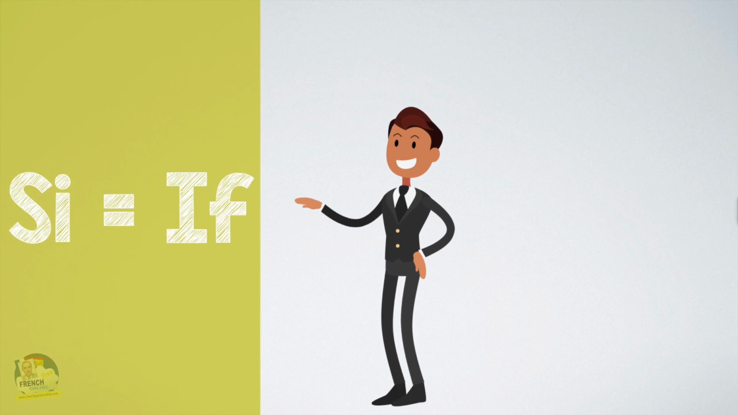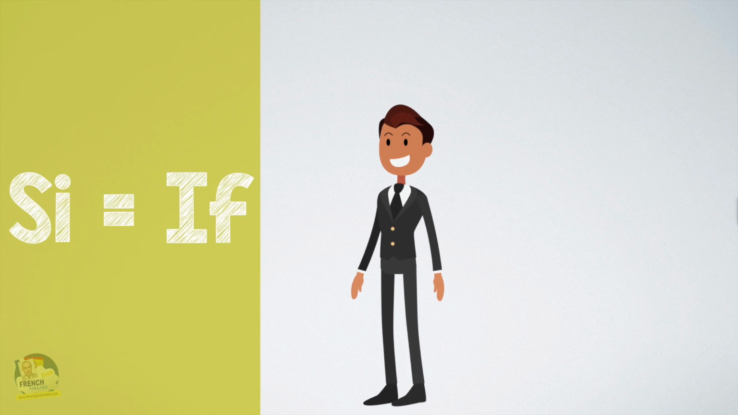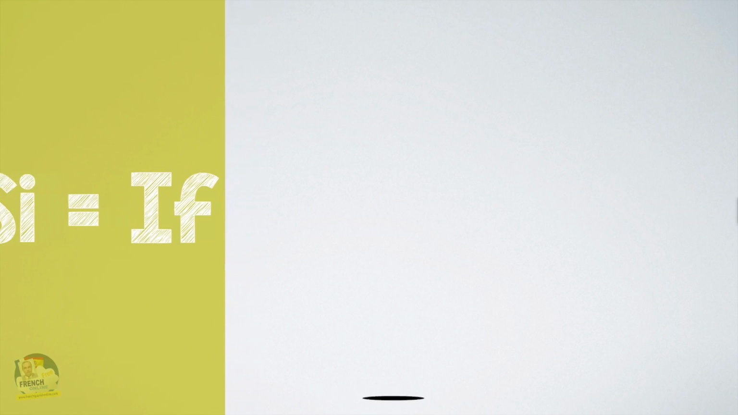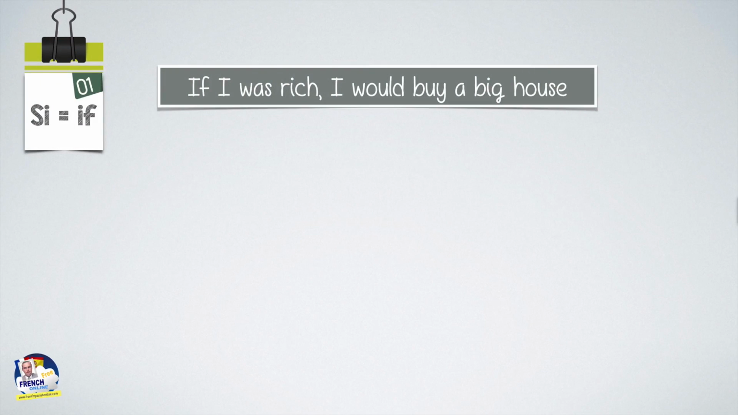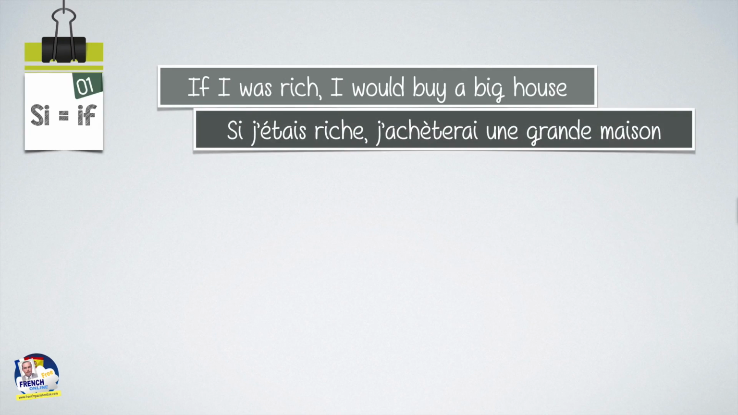When si is conditionnel in French, to translate if. And let's see some examples to understand, of course, better. If I was rich, of course, it's conditional because it's not true, it's just a dream. If I was rich, I would buy a big house. And the translation is, si j'étais riche, j'achèterais une grande maison. In this case, we use si, le si conditionnel.